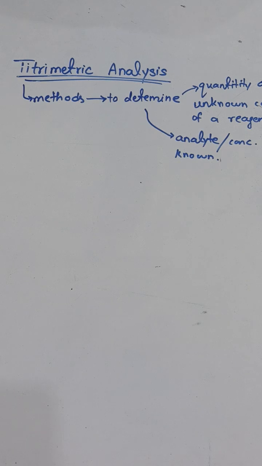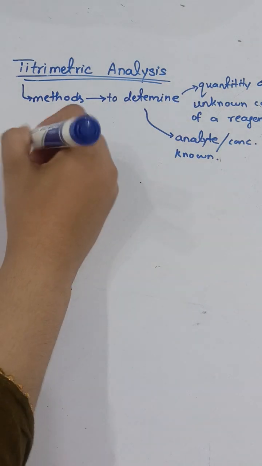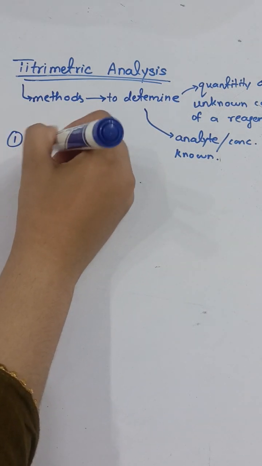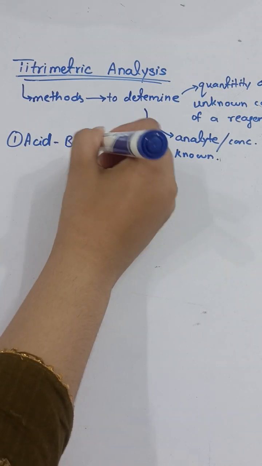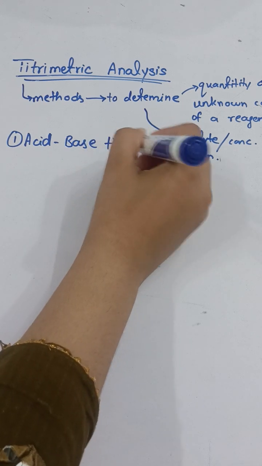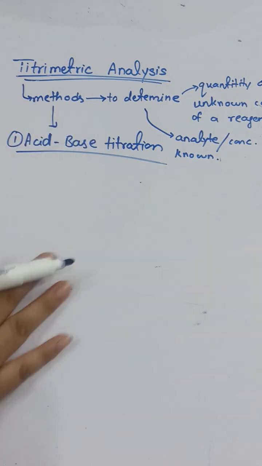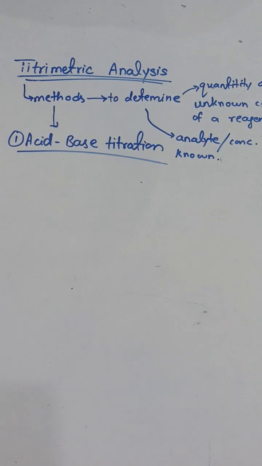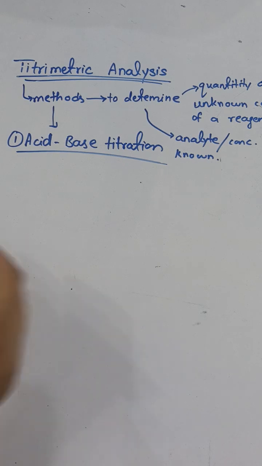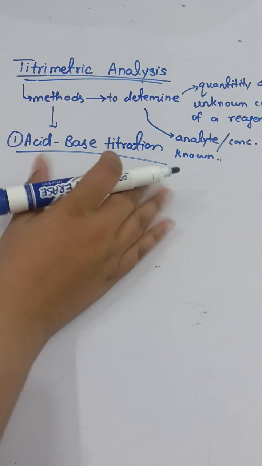So first I'm going to start the first type of titration, which is acid base titration. So this is the first method of titration. Okay, so what is it? In this titration we are going to determine the concentration of an acid or base using a neutralization reaction.